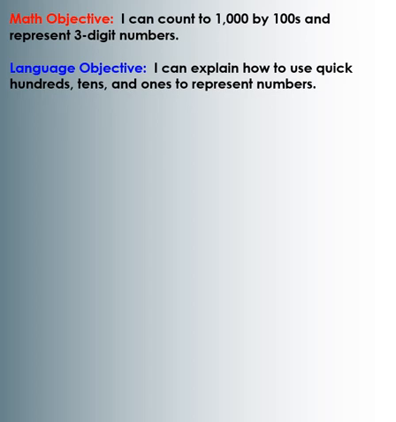We are doing our first lesson in Unit 6. In this lesson, we are learning how to count to 1,000 by 100s, and we're representing 3-digit numbers. Our language objective says I can explain how to use quick hundreds, tens, and ones to represent numbers. Again, we're going to be representing 3-digit numbers using quick hundreds, tens, and ones.